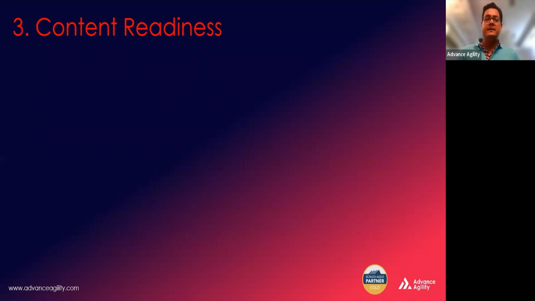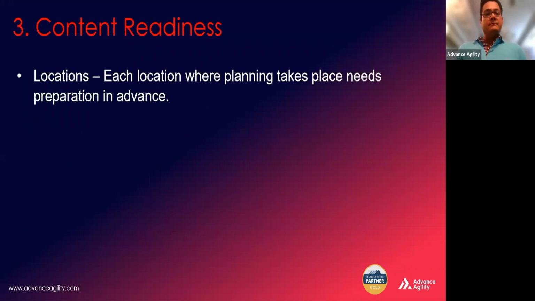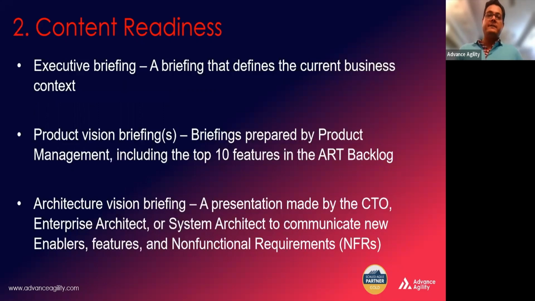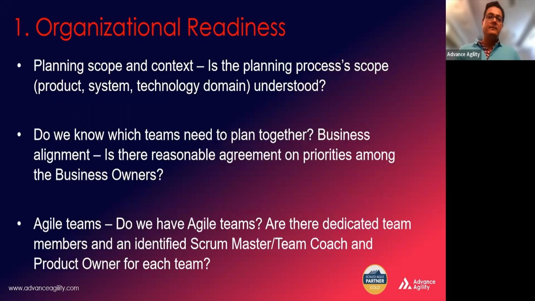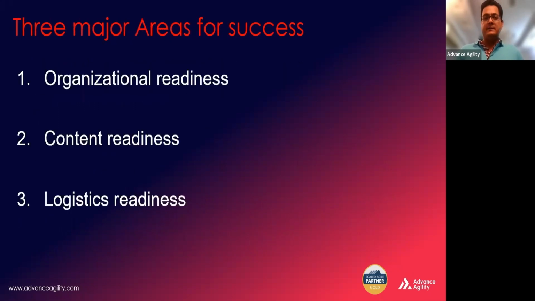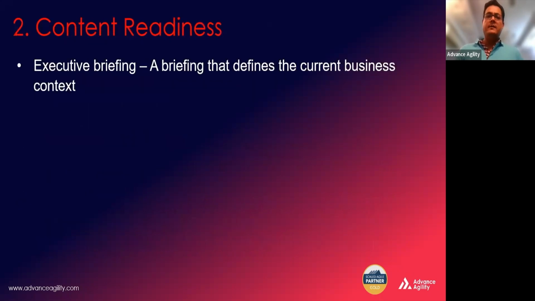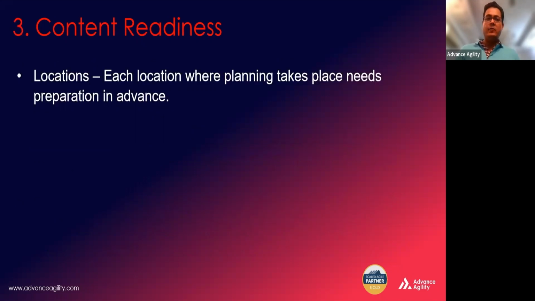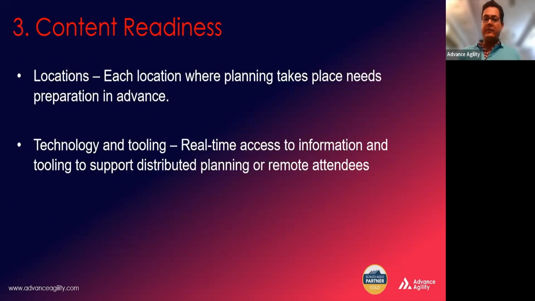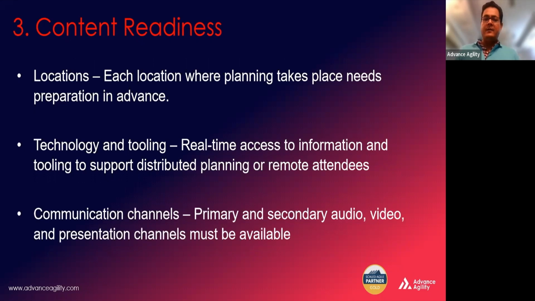And the third part is, it's not content, it is the facility readiness, or rather, the third part should be logistics readiness. So logistics, or you can say facilities readiness. Is the location there, do we have technology and tooling, even the communication channels, audio, video, all those things. Those are also required for logistics or facilities readiness. So these are the three categories which should be ready.